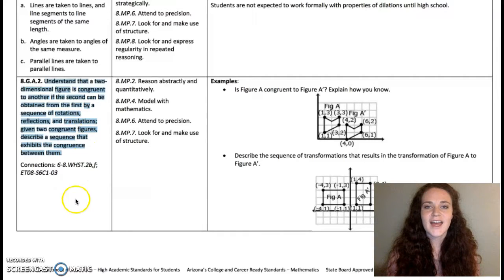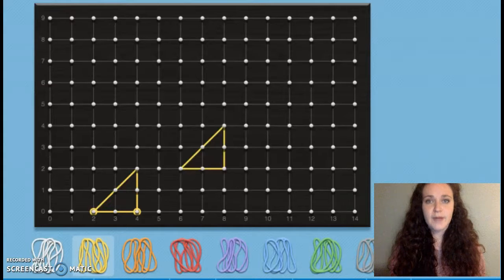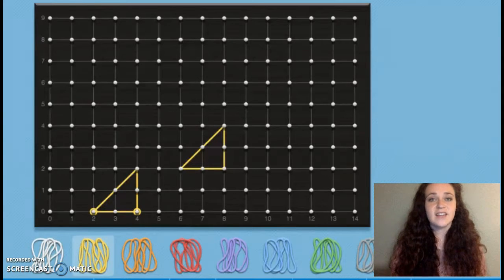So let's go ahead and get started. So here I have a geoboard very much like the one that I will distribute to each of you tomorrow in class. So I do expect you to come to class prepared, understanding how to use one of these. So with that said, let's jump right into our lesson.